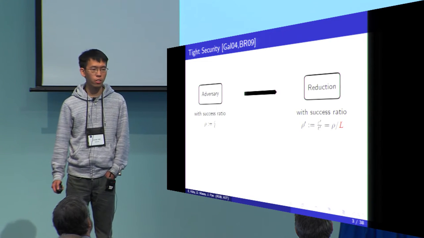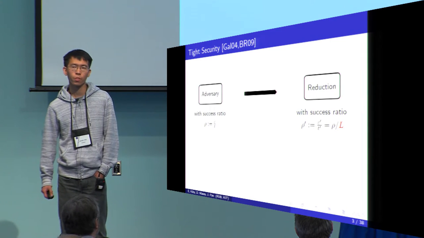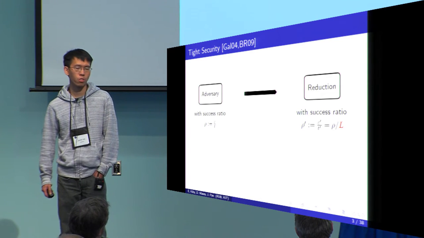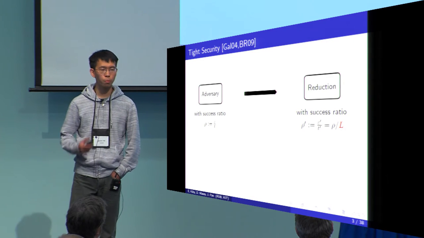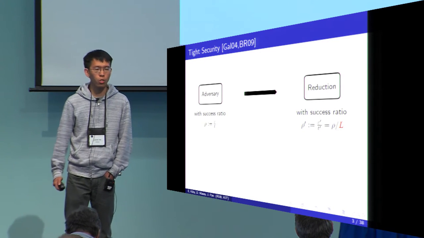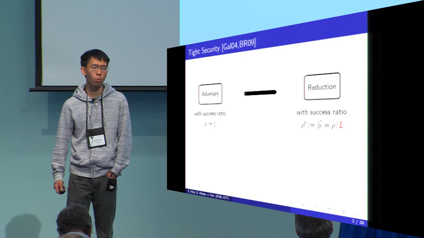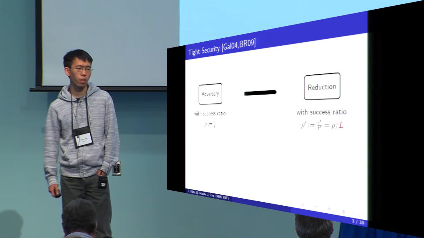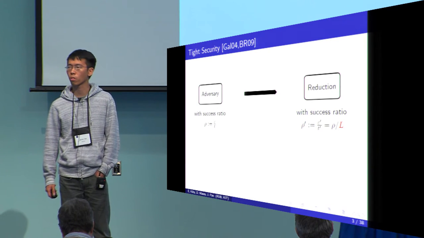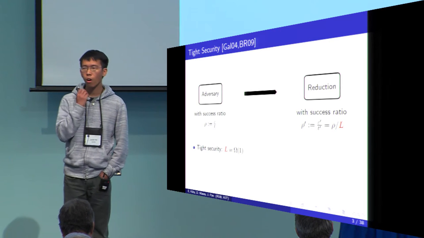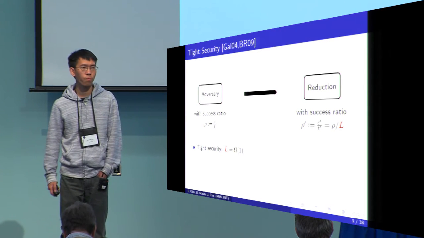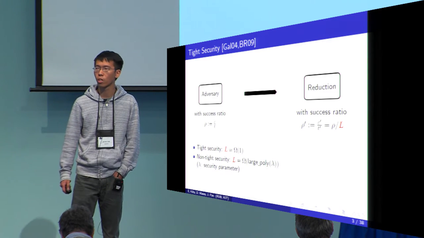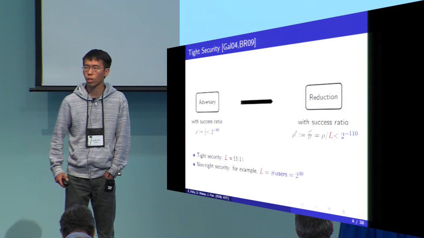So basically, the tightness is defined in terms of a success ratio. It's epsilon divided by T, where epsilon is the advantage of the adversary, and T is the running time of the adversary. Usually in the security proof, we always assume that if there is an adversary who can break the scheme with success ratio rho, then we can construct some reduction which can break the underlying assumption, for example, the discrete log, with success ratio rho prime, and there is some security loss, let's say capital L. So if the security loss is some constant, then we say the security reduction is tight. Otherwise, we say the security reduction is non-tight. For example, your security loss is some large polynomial of the security parameter lambda, for example, like the number of users.